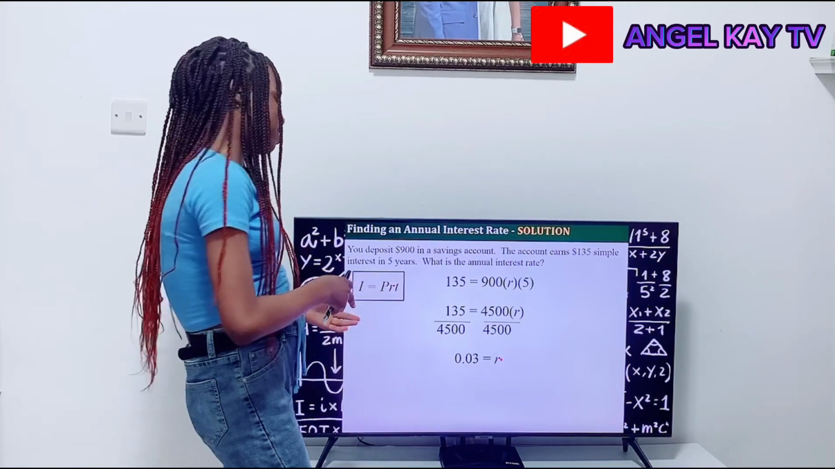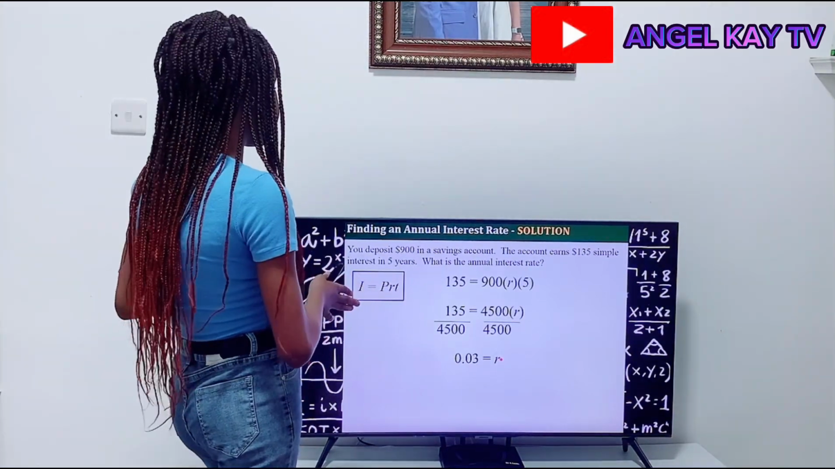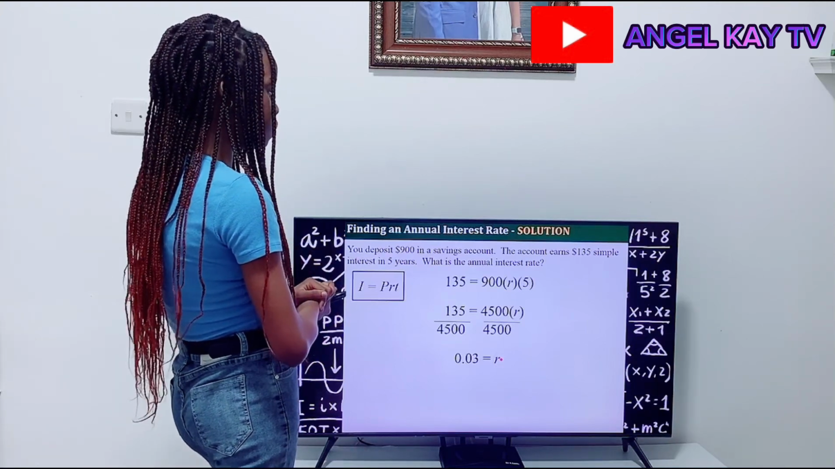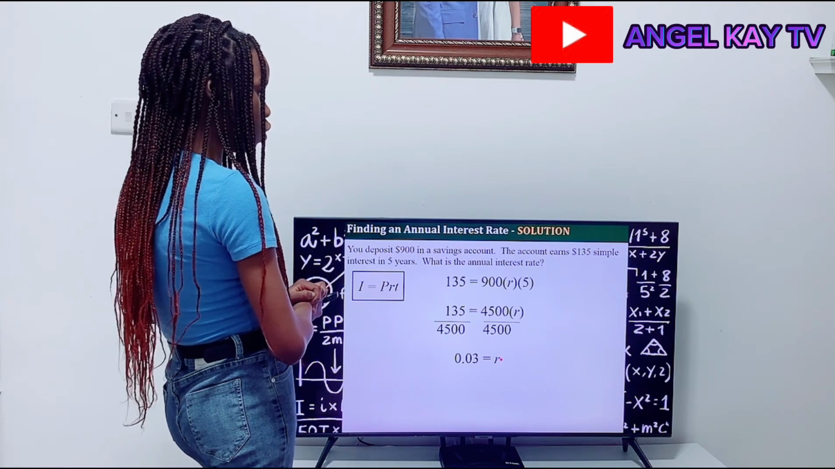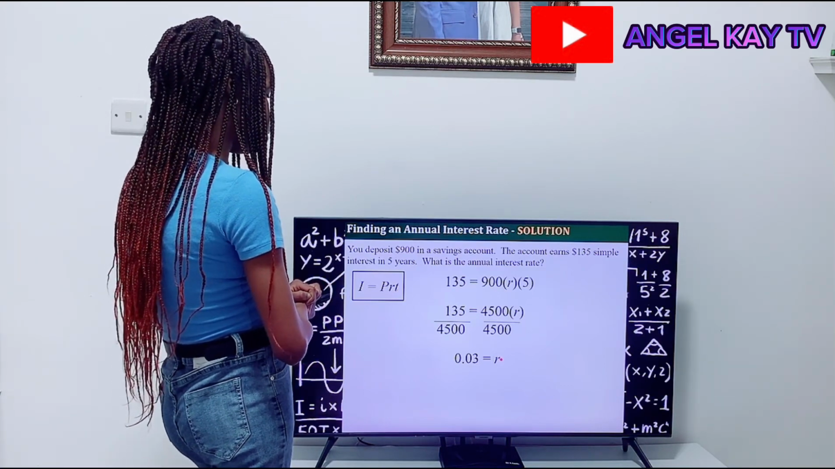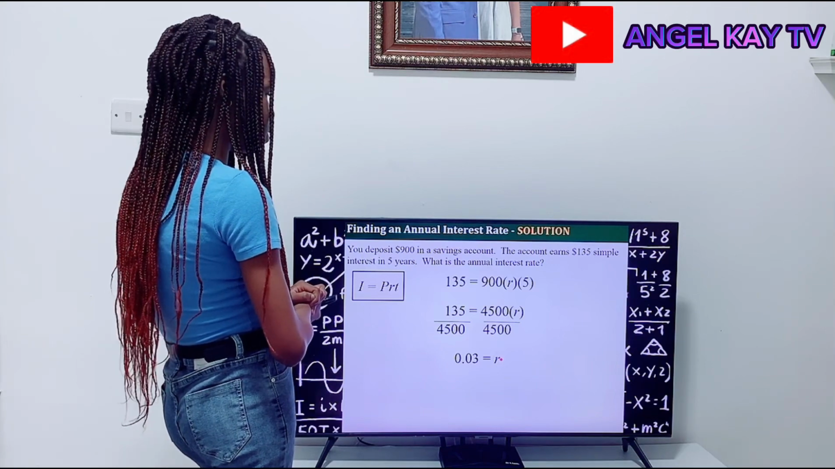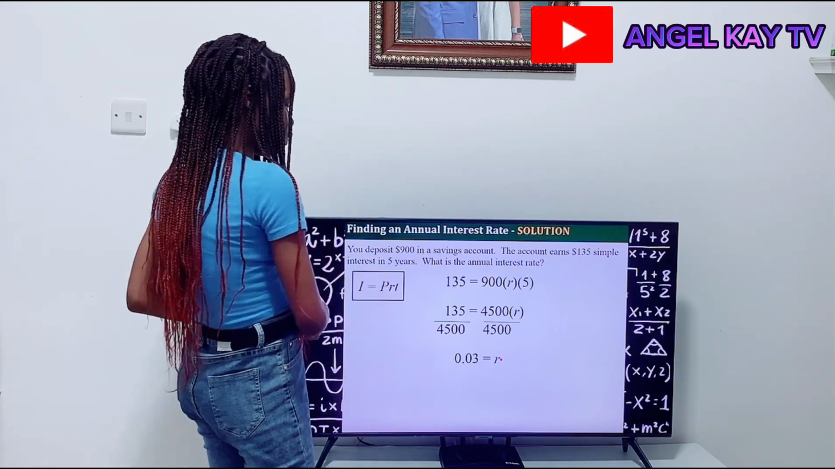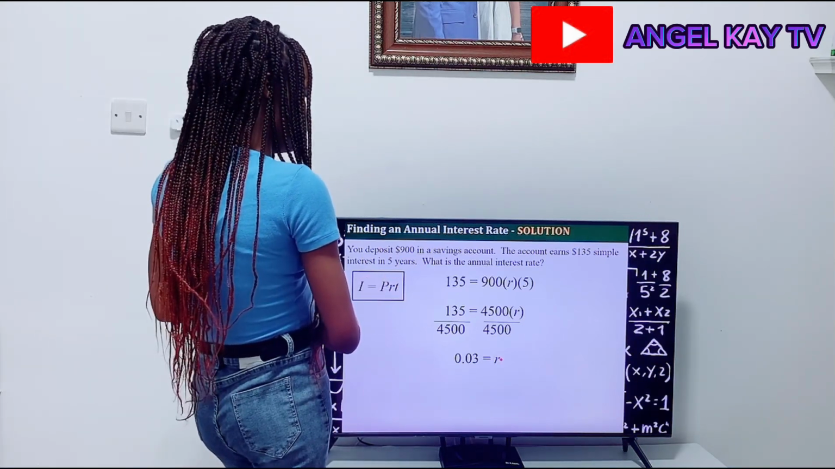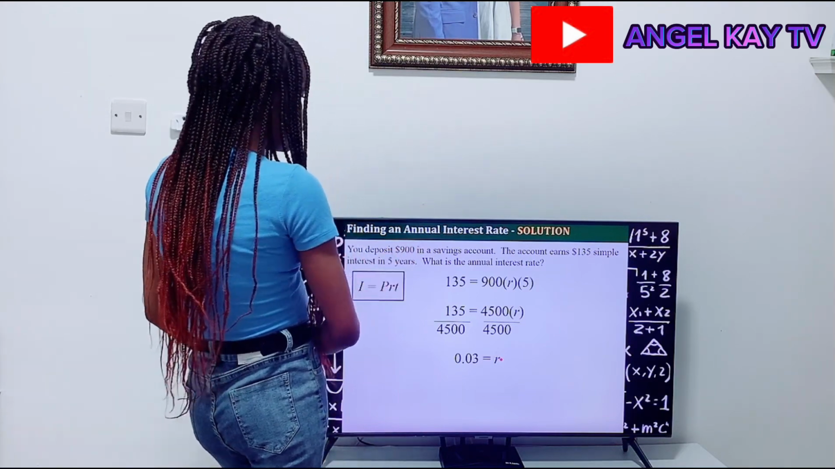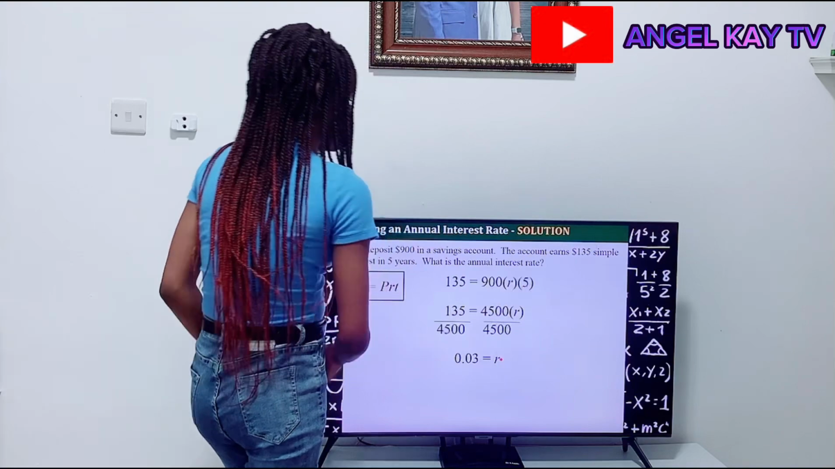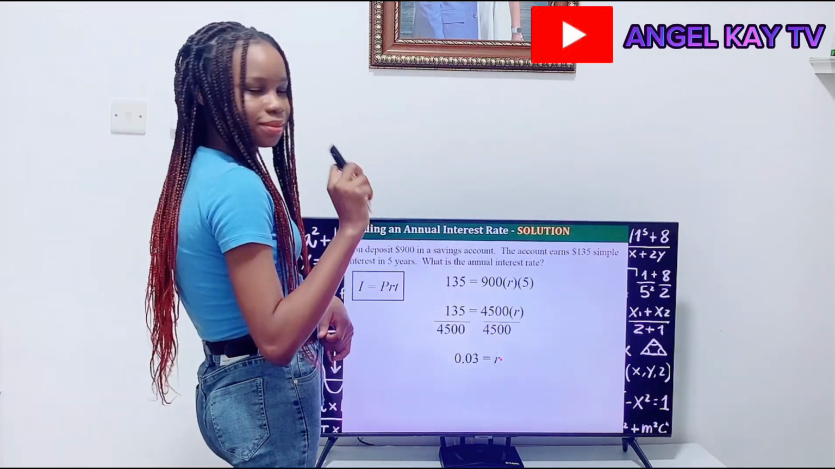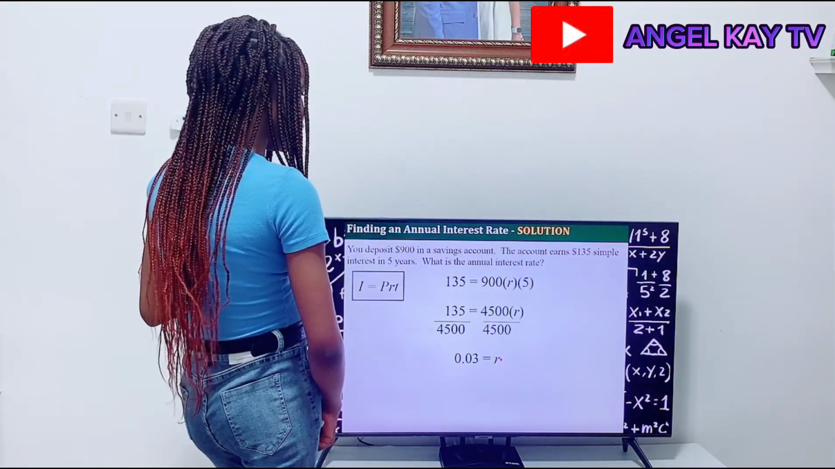Okay, so here's another one. It says, you deposit $900 in a savings account. The account earns $135 simple interest in 5 years. What is the annual interest rate? Now, remember, this is the formula for writing it. We already have our, this is our principal, and this is our interest. So, what do you think we're looking for here? Our percent, our rate, and that is the rate.